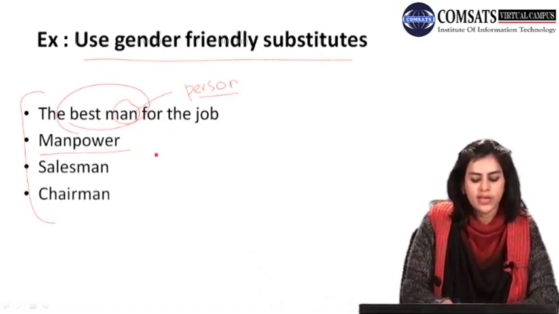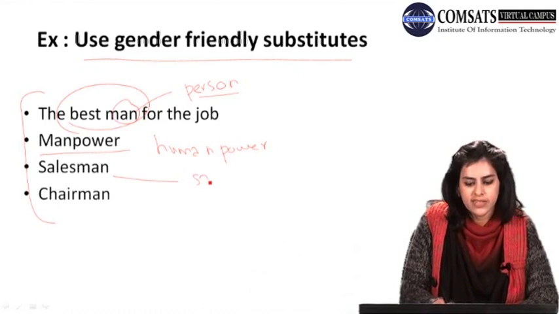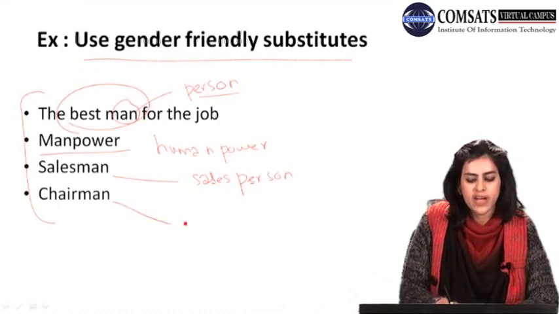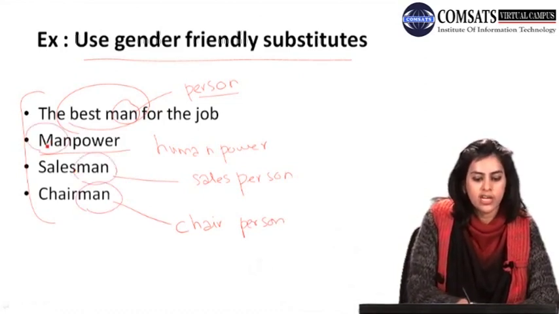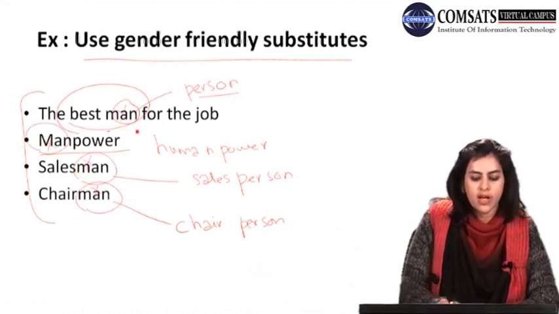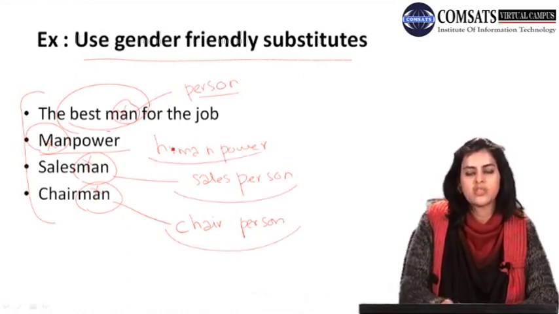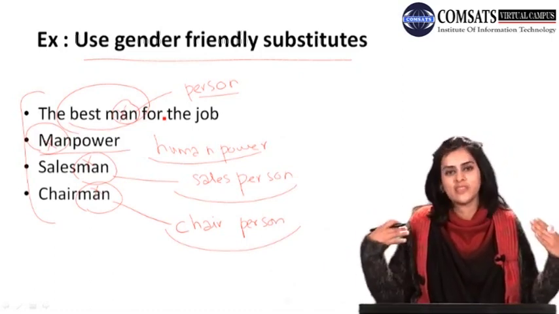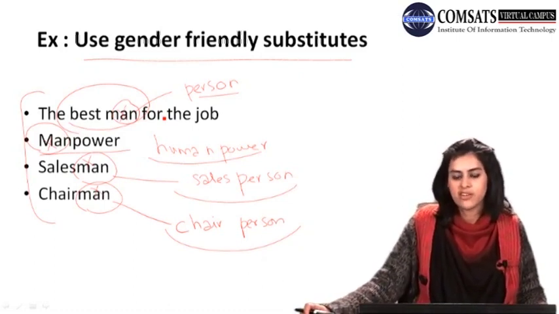Then manpower can be replaced by human power. Salesman can be replaced with salesperson. And chairman can be replaced by a chairperson. So this is how you are going to avoid these "man" words in your sentences. You are going to replace them with specific gender friendly substitutes which are for females as well as males. So don't try to stereotype things. Try to use these gender friendly words.